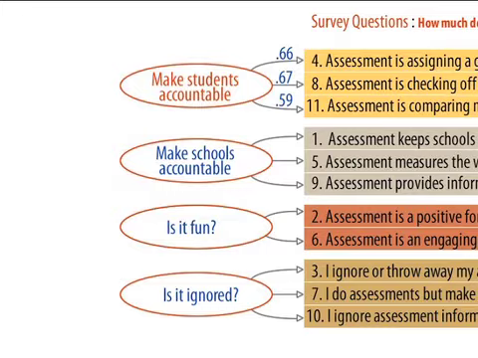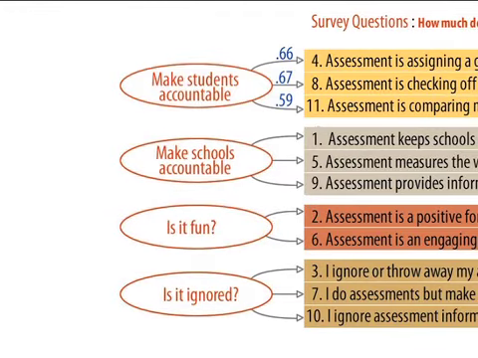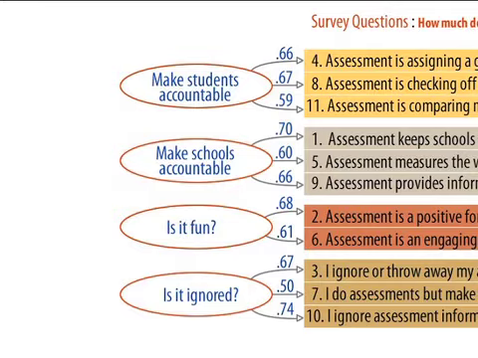So now I can say to you, based on 4 factors, that there are 4 big ideas that students have around the purposes of assessment. 1, it's about making students accountable. 2, it's about making schools accountable. 3, it's about being fun. Or 4, it's about ignoring assessment. So now I can look at how these 4 big ideas are correlated with each other instead of having to worry about the details of 11 separate items.